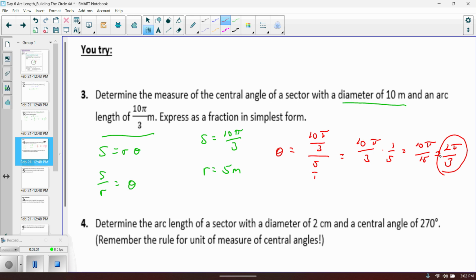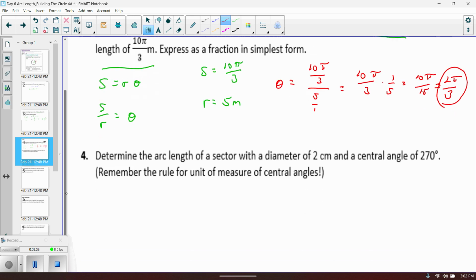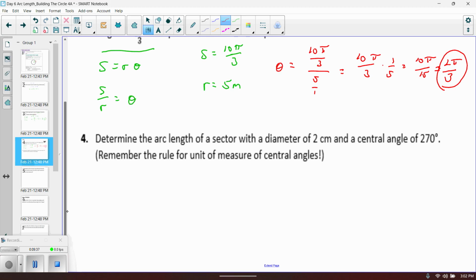All right. Hopefully, if you tried that on your own, that's what you got. If you haven't already, you can try number 4 on your own as well. But if you have, then let's continue on. It says determine the arc length. This time we're actually looking for S. We're looking for arc length.